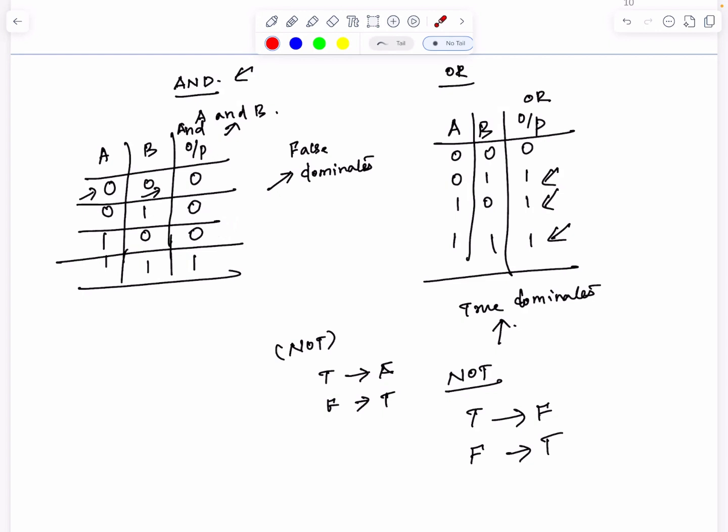Likewise, in the case of OR, it's diametrically opposite. In the case of OR, true dominates. So let's look at this. If A and B are false, then it is false. But if A is false and B is true, the outcome will be true. If A is true and B is false, again the outcome will be true. If A and B both are true, the outcome will be true. So you can clearly see that if any one of my operands is true, the outcome is always true. So in the case of OR, true dominates.